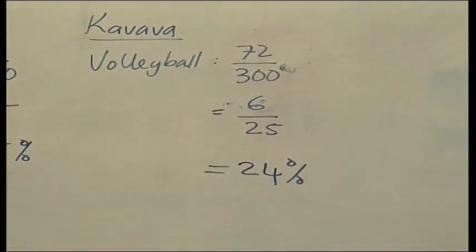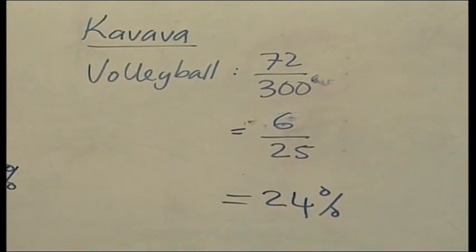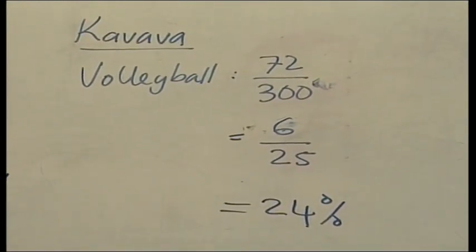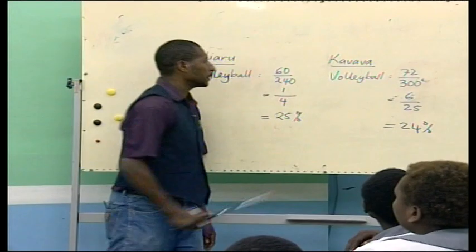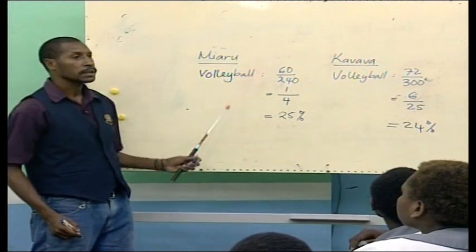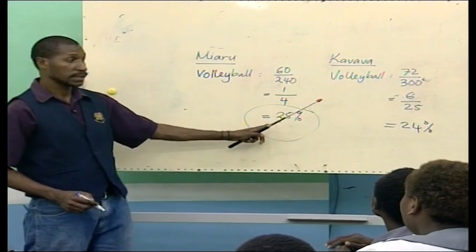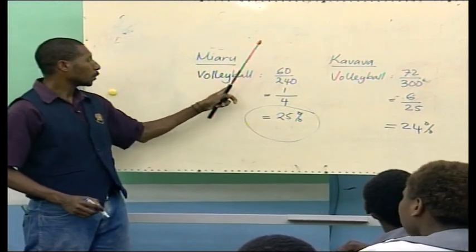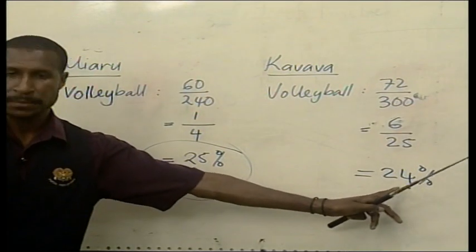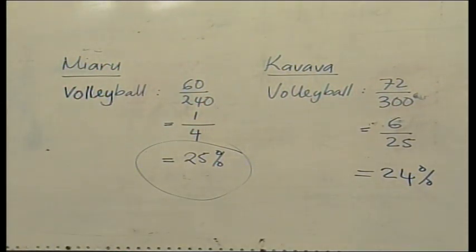Now, according to this result, which village prefers volleyball the most? Is it Meru or Kawawa? Okay. The result tells us that Meru prefers volleyball the most because 25% of them like playing volleyball, then Kawawa 24%. So receiving students and ATs, you have seen how we have gone through our steps when we are comparing fractions and proportions. We are using percentage to compare fractions and proportions.